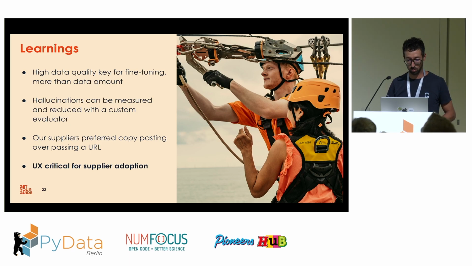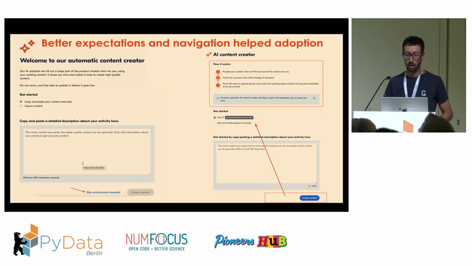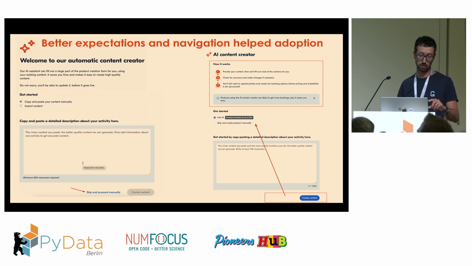I'm going to cover this learning now in more detail. At the beginning of the project, we launched the page of the automatic content creator, as you see on the left. This is a screenshot from one of the earliest iterations in Q2, if I remember. We have a textual introduction. We have the ability for suppliers to copy-paste the content and import content from the URL. And then at the bottom of the page we had the skip button, to show suppliers that they can still proceed manually.